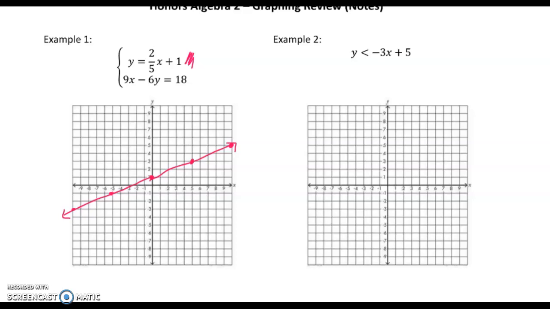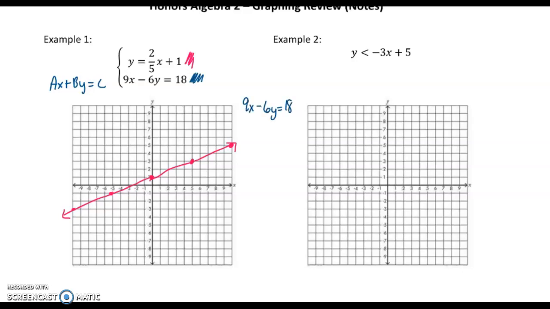Now the second line is in standard form, okay? So standard form is the form ax plus by equals c. So when graphing with standard form, you can rewrite it so that y is by itself and it's in slope-intercept form, but the easier way is just to find the x and y intercepts.